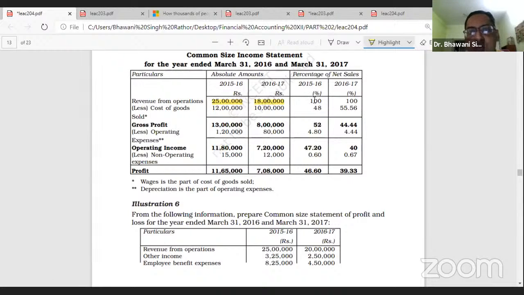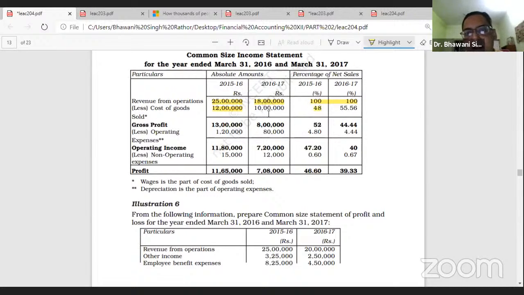So what you need to do is divide by revenue from operations. When you divide revenue from operations by itself, it is going to be 100%, right? And all the items have to be divided by revenue from operations. So for example, here you divide 12 lakh by revenue from operations, which is 25 lakh. So 12 lakh by 25 lakh is your 48%.